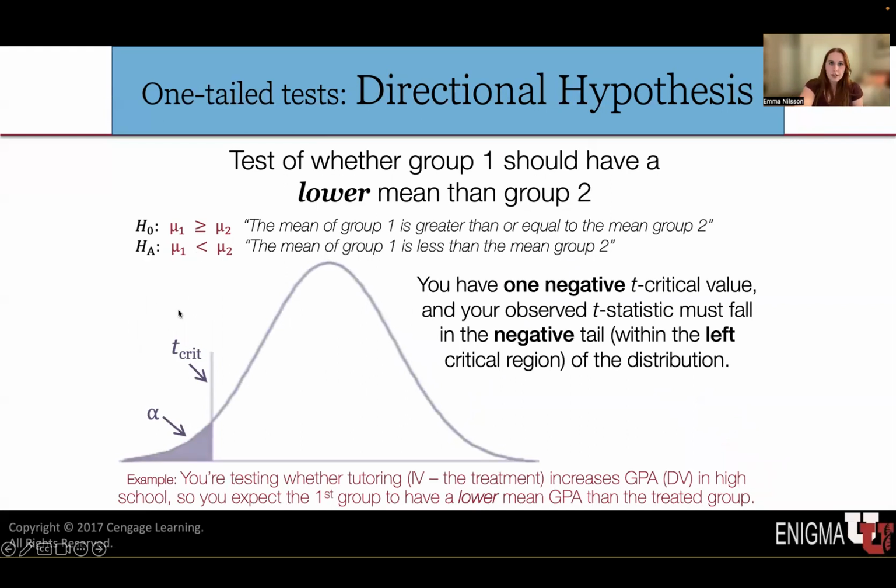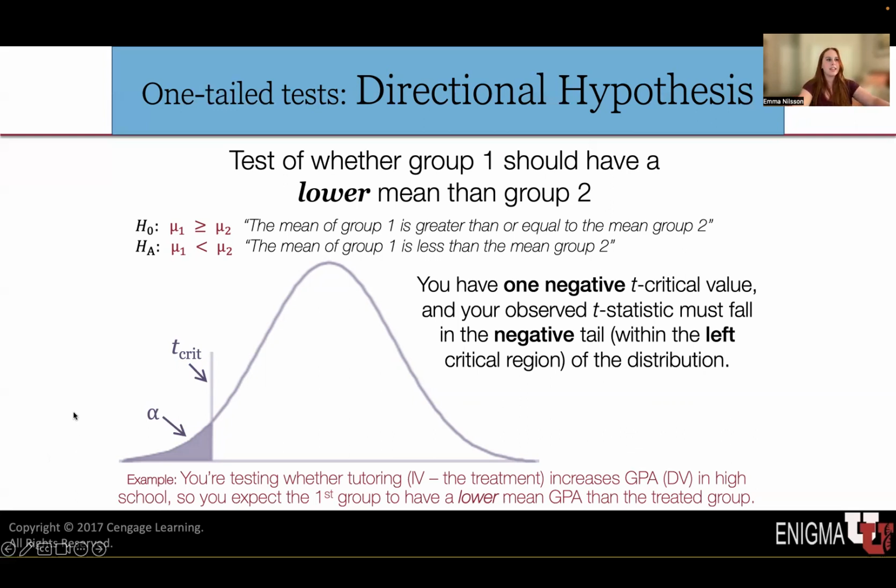A negative one-tailed test, on the other hand, says that group 1 should have a lower mean than group 2. That's your alternative hypothesis, that the mean of group 1 is less than the mean of group 2. And your null hypothesis is that the mean of group 1 is greater than or equal to the mean of group 2. You're going to have one t-critical value again, in a one-tailed test. It's going to be on the negative side this time, and your observed t-statistic needs to fall within the negative tail, so to the left of the critical region.